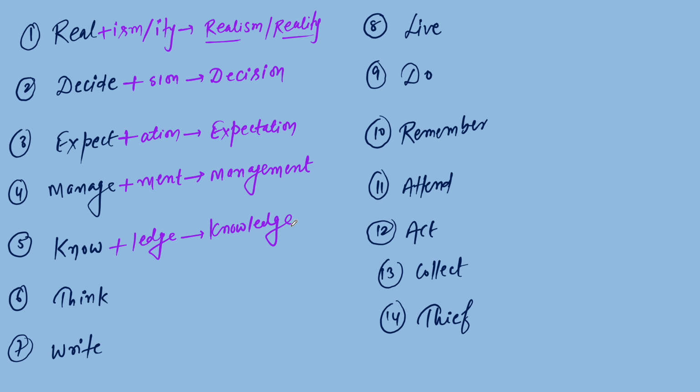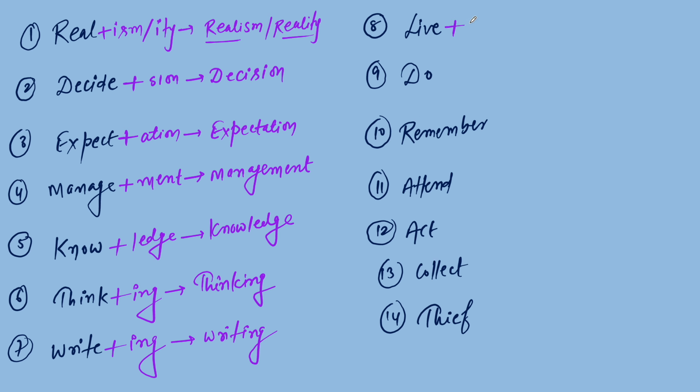Is it clear? Okay. Now what should I write with this? Think. I should write ING. So then it will be thinking. So thinking will be an abstract noun. And what should I write with write? Then of course, as you got ING, it will be writing. Is it clear? So writing will be an abstract noun.